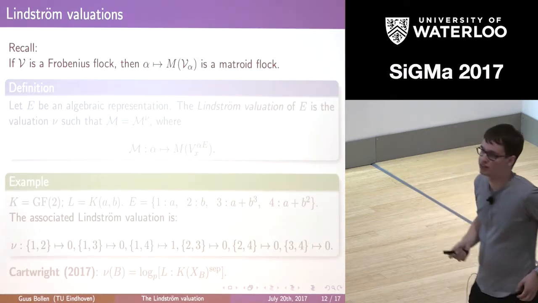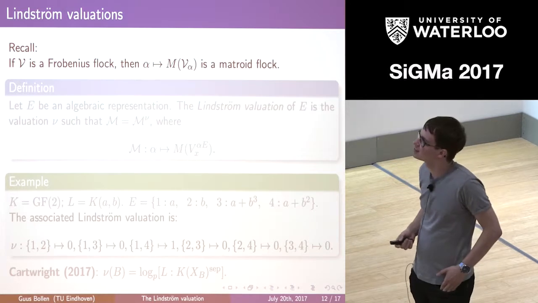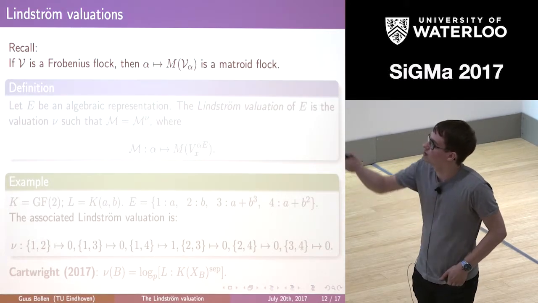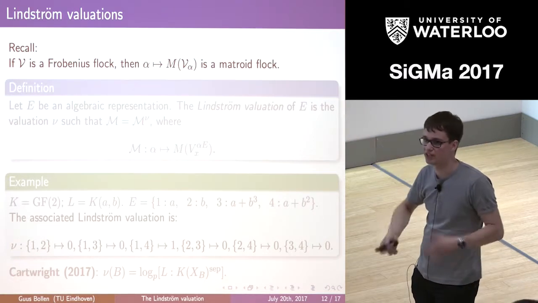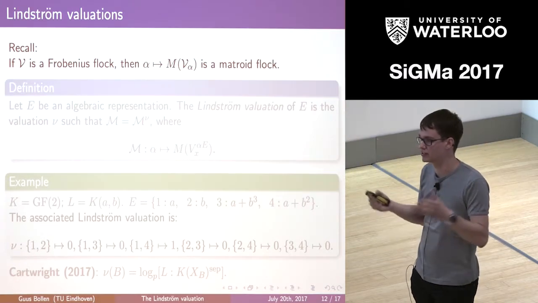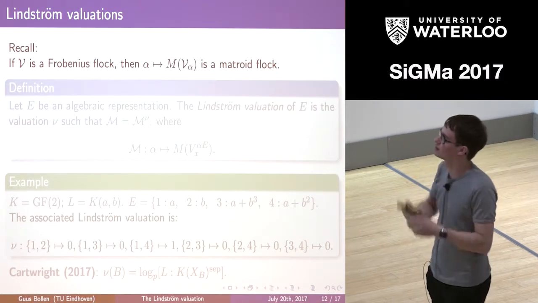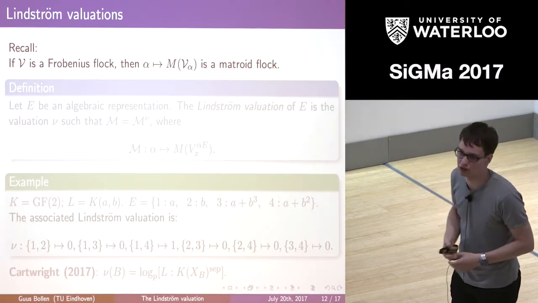Now finally we get to the Lindström valuations. So we've seen that if we take a Frobenius flock, a collection of vector spaces for each integer vector, and we take their matroids, it's a matroid flock.